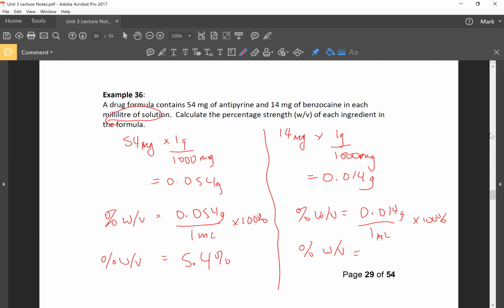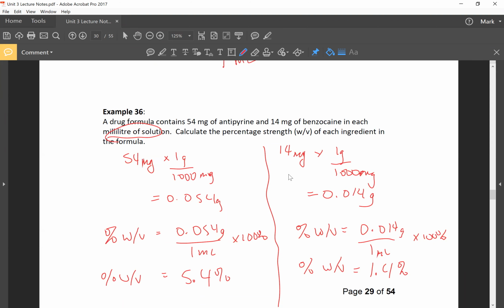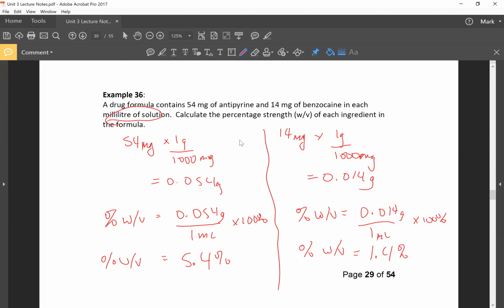And this is 1.4%. Pretty straightforward. The reason I'm doing example 35 and 36, even though it's very straightforward, is because you do see this type of calculation a fair bit. This is related to parts per million. So even though it's so easy, we're dividing by 1 in each case, you do see this in like a recipe or something like that.